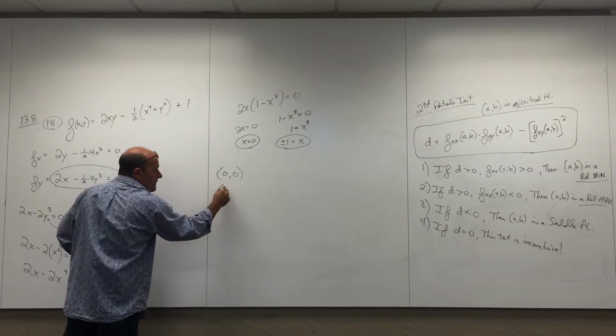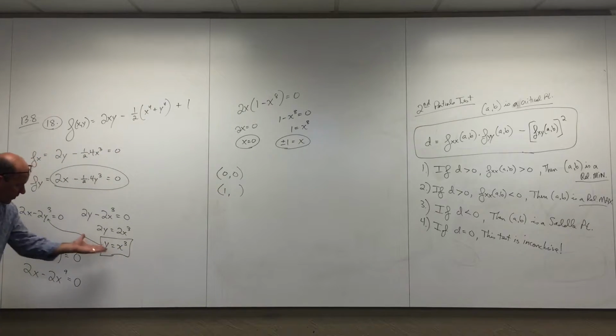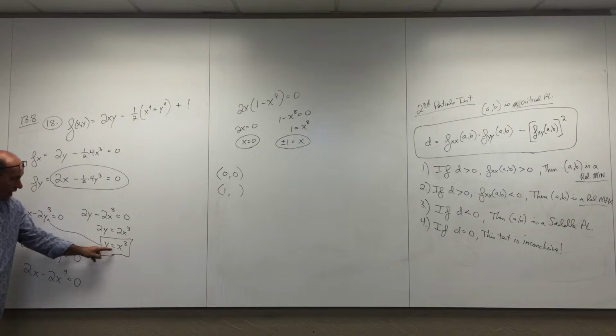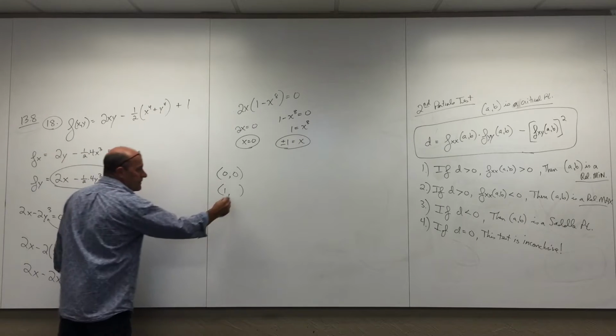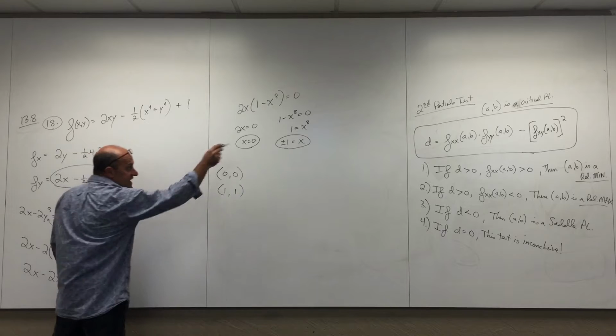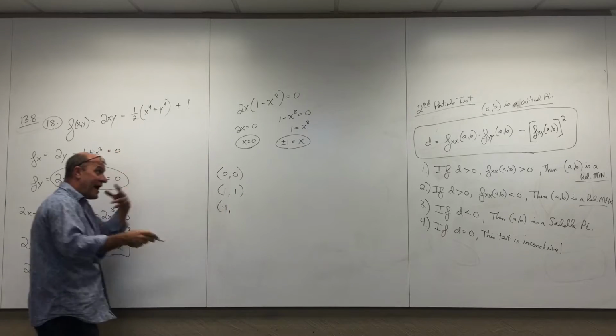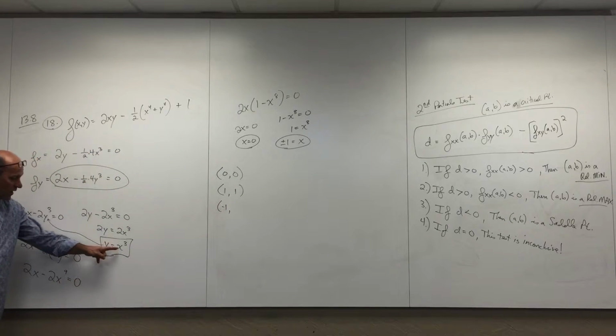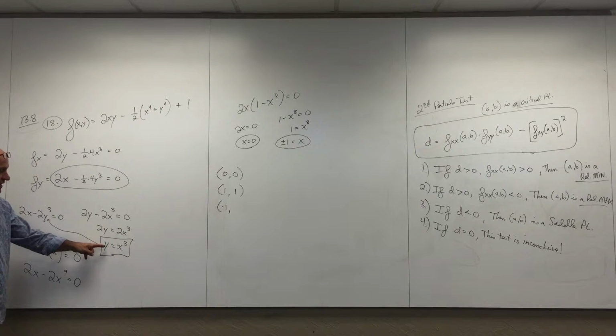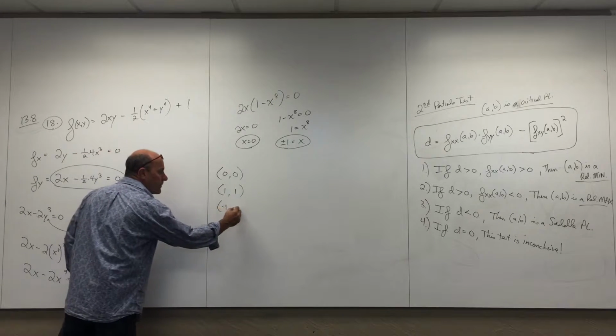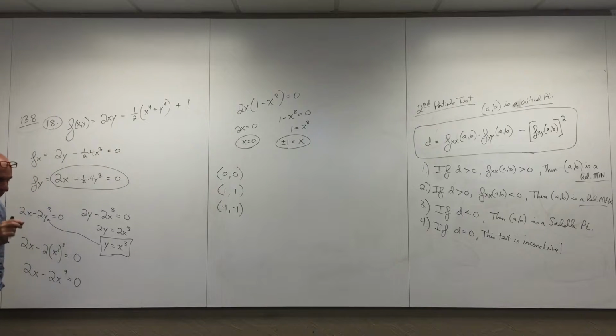When x is 1, what's y? We'll go back here. When x is 1, y is 1. And when x is negative 1, what is the y that goes with that? When x is negative 1, you cube it and you get a negative 1. Y is negative 1. So you got to put the right y with the right x. Of course, it comes from solving the equations, but we need the right ordered pairs together. That's pretty good. I got 3 critical numbers.